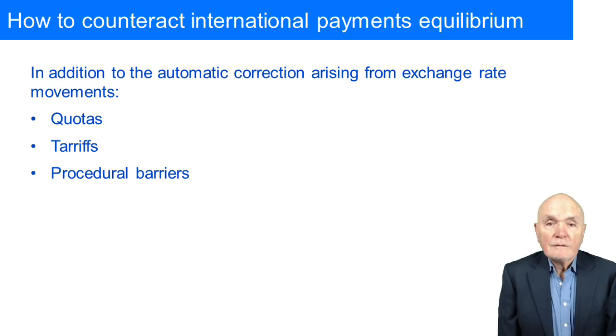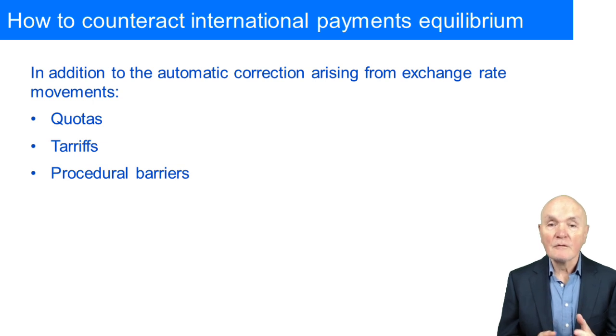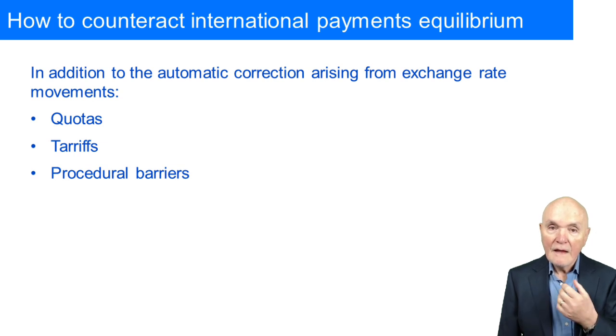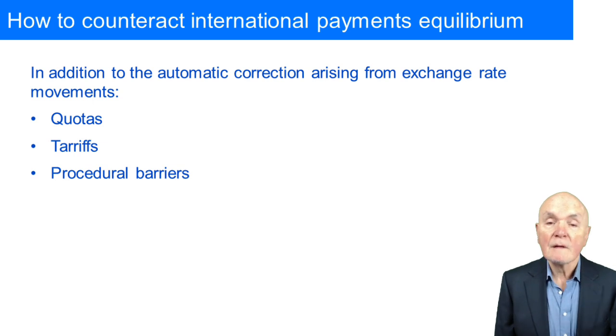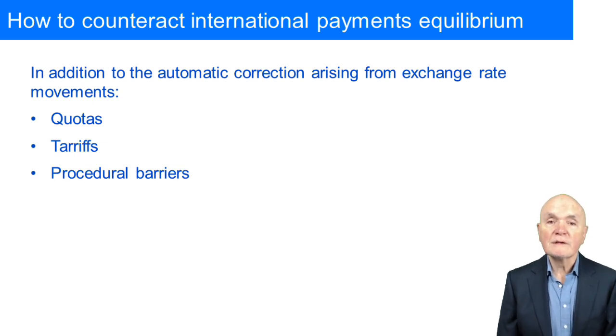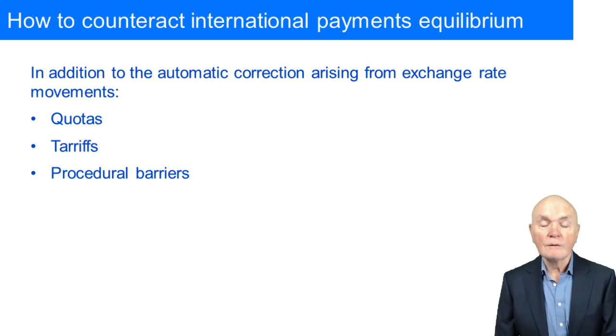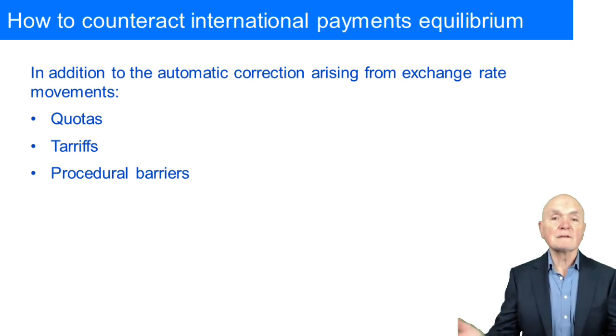In addition to the exchange rate itself perhaps being influenced by imports and exports, governments can also cut down on their imports from a country. In other words, cut down on the amount of money they have to change into foreign currency in the following ways. They can put on import quotas. In other words, you say you are not allowed to import more than 10,000 cars.